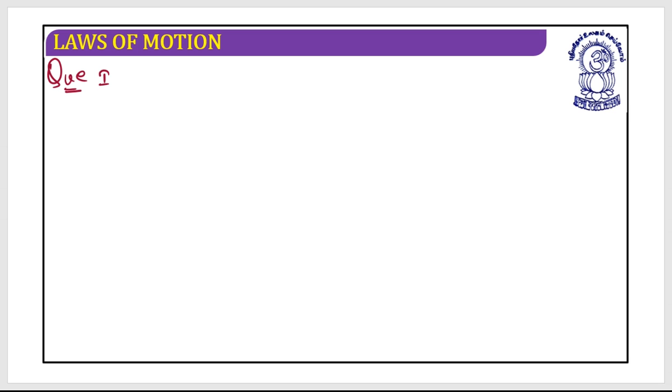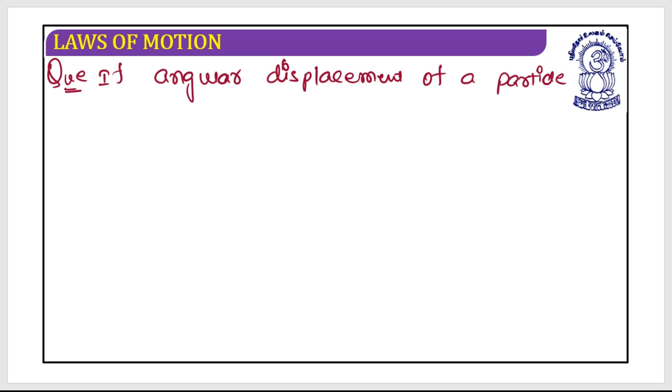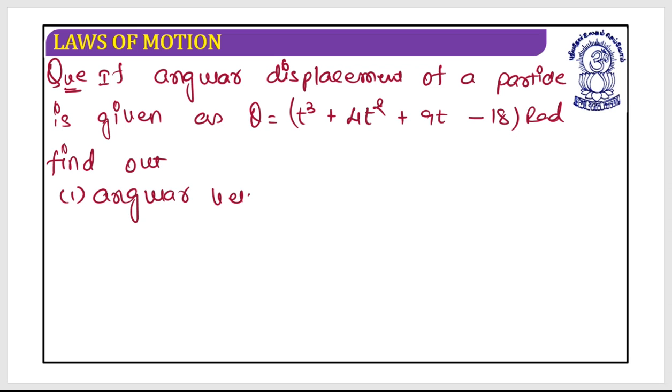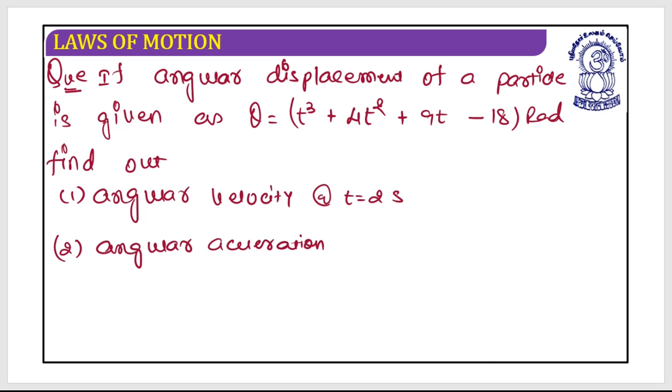Question: if the angular displacement of a particle is given as theta is equal to t cube plus 4t square plus 9t minus 18 radian, find out first the angular velocity at t is equal to 2 seconds, and second the angular acceleration at t is equal to 3 seconds. So let's work for it.